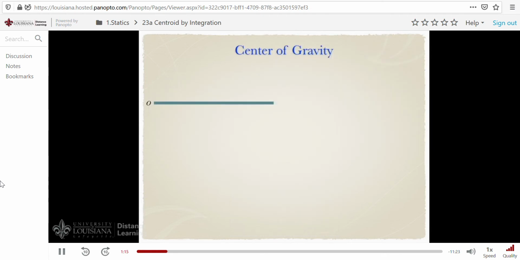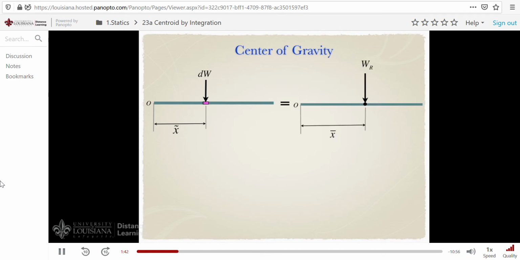Consider, for example, this thin bar. I can locate the center of gravity of it by simply dividing it into a series of small differential segments, such as this. Each segment has a weight dw, and the distance from the left end of the bar to the center of the segment we'll refer to as x tilde. Doing this, of course, creates a system of parallel forces, and now when I reduce this system to a single resultant force and find the location of that force from point O, we'll be able to locate the center of gravity for the bar. And how do we do this?